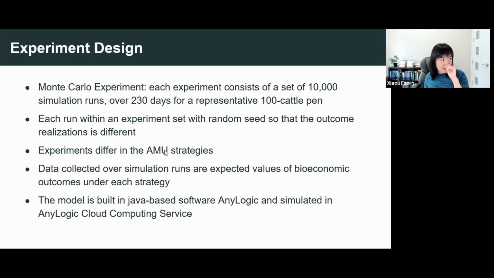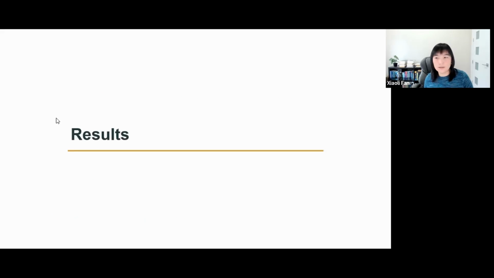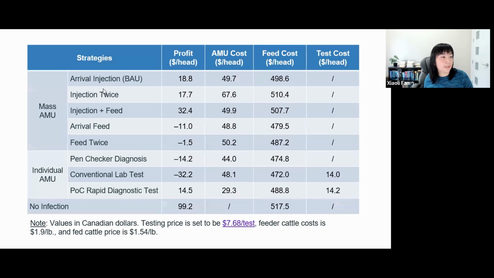And we had a Monte Carlo experiment. We ran 10,000 simulations for each strategy. We have 9 strategies, and the length of the feeding period is 230 days. And then we collect data during the simulation runs. And this is my main result.